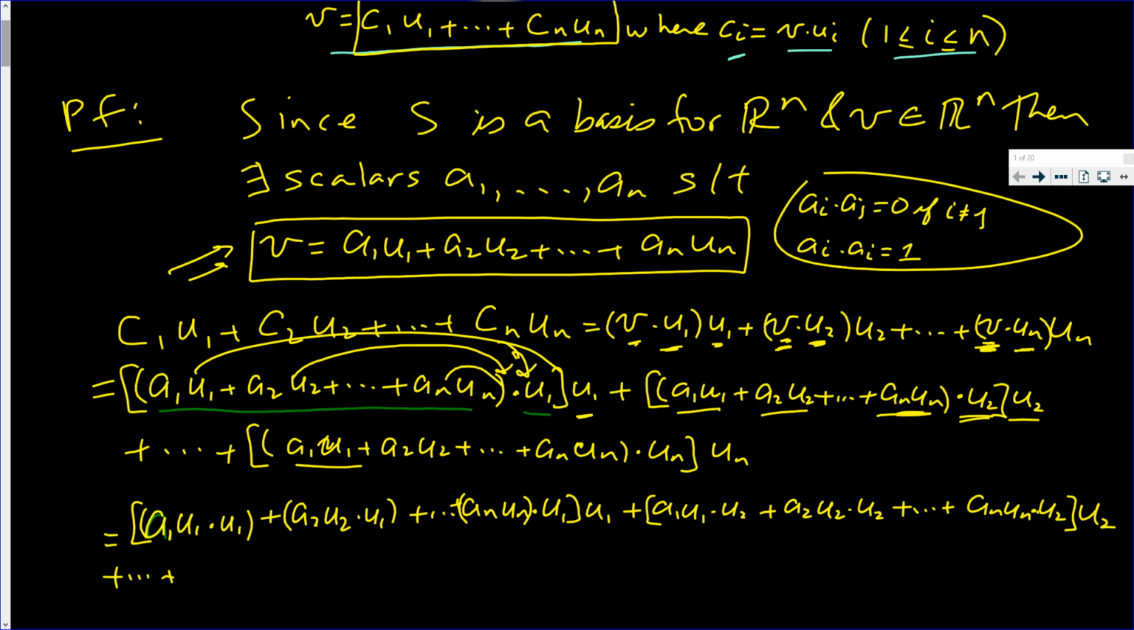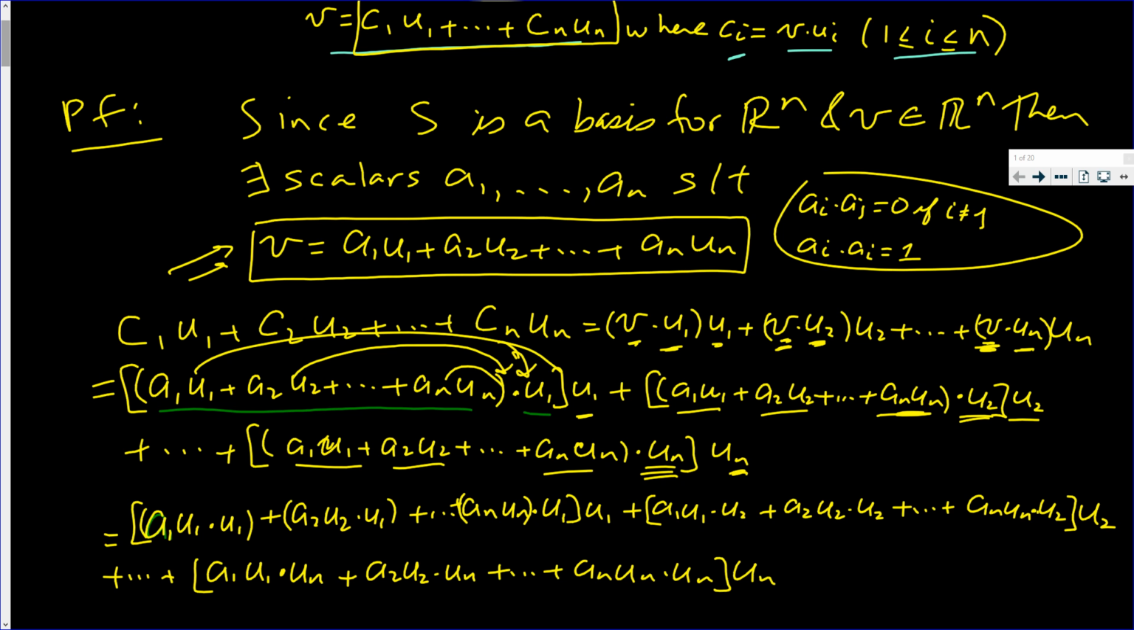Plus this dotted with un: a1u1 dotted with un, plus a2u2 dotted with u sub n, all the way down to anun dotted with un, and this all gets multiplied by u sub n.